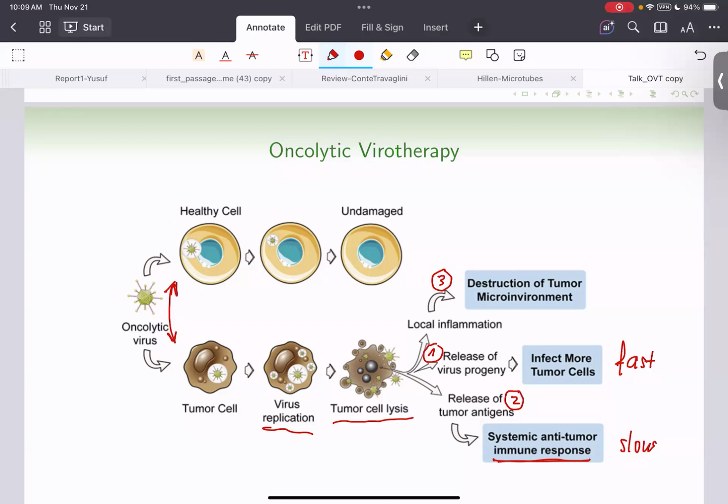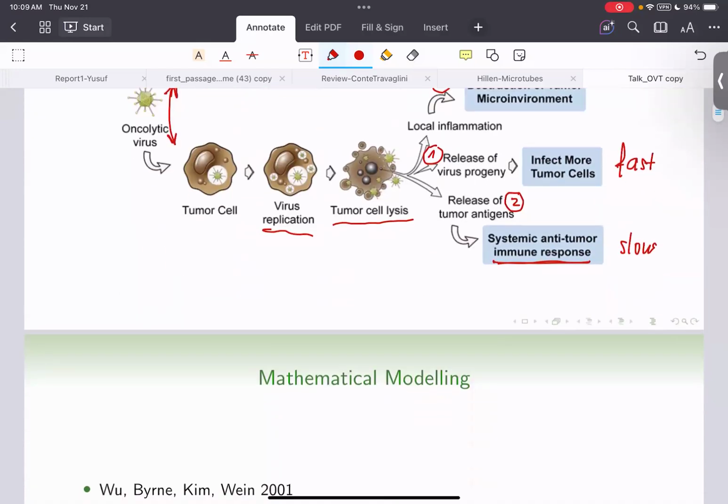Okay. Found it. Good. Right, so there's a bottleneck. You want to be fast enough infecting everything, because the immune system will come in and clear everything out. And if you leave behind cancer cells which were not infected, then it didn't work.